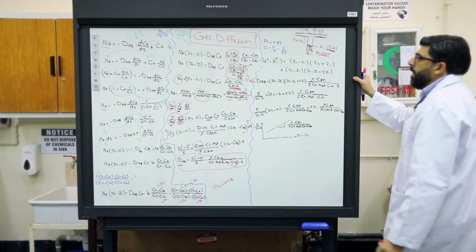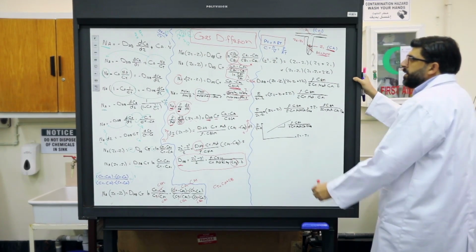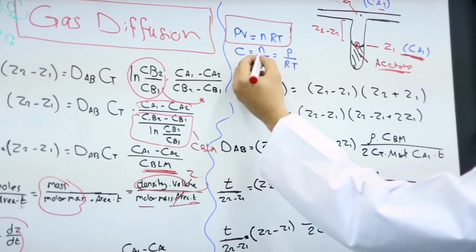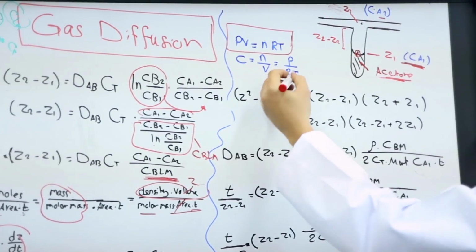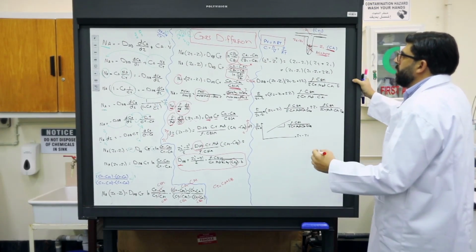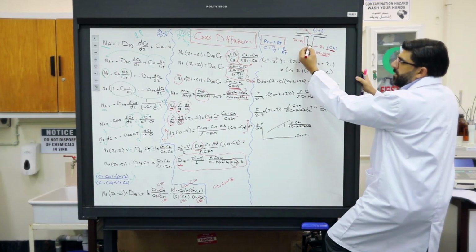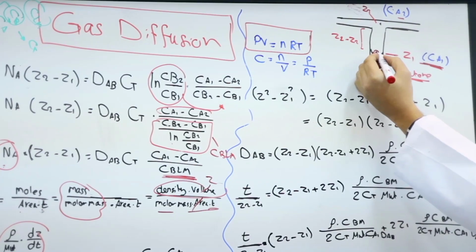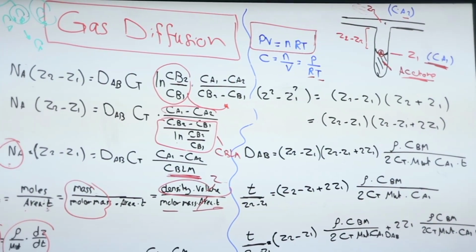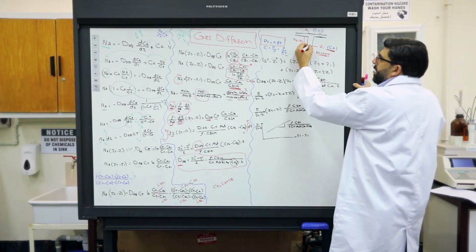As you know, PV equals nRT. Then C is a molar concentration, equal to number of moles per volume, and it's equal to P over RT. So if I know the partial pressure of any component at a specific place, I can find its concentration, because R and T are already known. So partial pressure. But I want to find the partial pressure here at this point.